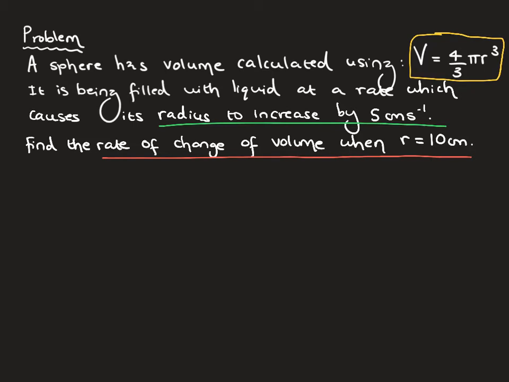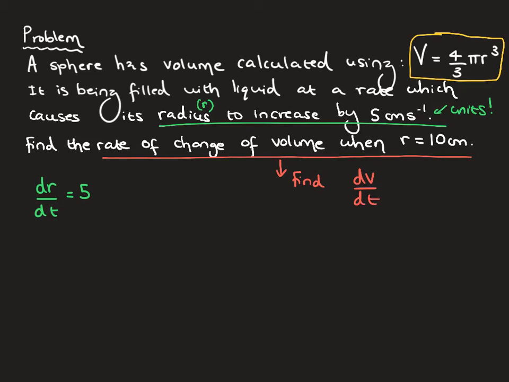Now, let's look at the information we've been given, particularly this part that I've underlined in green. Look at the units. They will tell you quite a lot of information. The units are centimetres per second, which tells me that this is dr by dt, the rate of change of the radius, r. So we'll call the radius r. Now, we have been asked to find the rate of change of volume. So we need to find dv by dt.